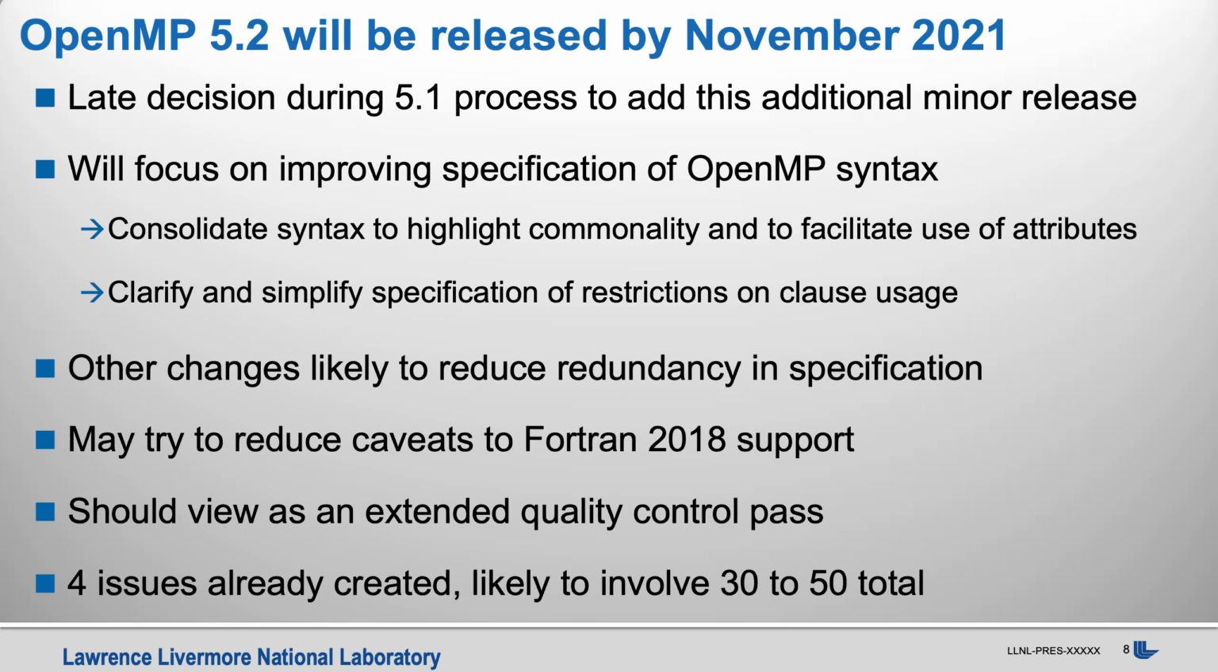The one thing that may involve some changes to the actual functionality in OpenMP is we will consider reducing the caveats to the Fortran 2018 support. But overall, 5.2 should be viewed as an extended quality control pass. And to give you an idea of why you should view it that way, while we already have 4 issues created for it, it will almost certainly not go beyond about 50 issues total and be nowhere near the 250 some that we have for 5.1.